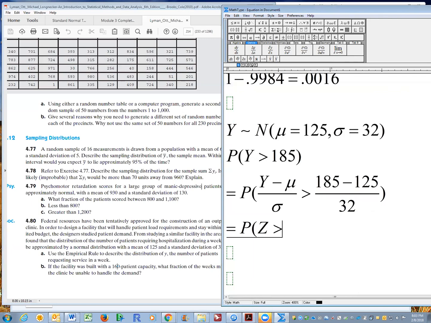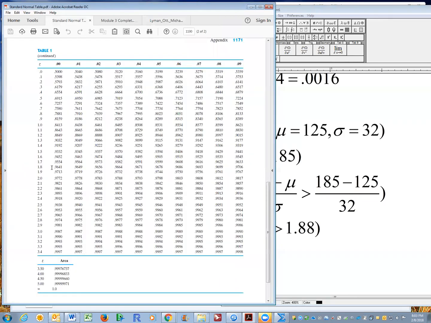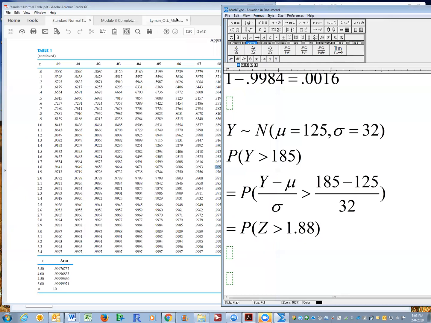I got 1.875. Okay, so I would round to 1.88. And then you'll get a decimal and it'll say what fraction. What's 1.88? If we look it up in the table, it's 0.9699. So 1 minus 0.9699 is going to be 0.0301.